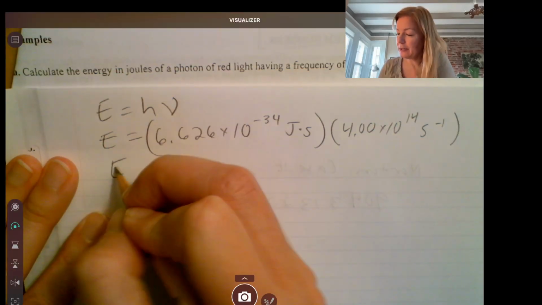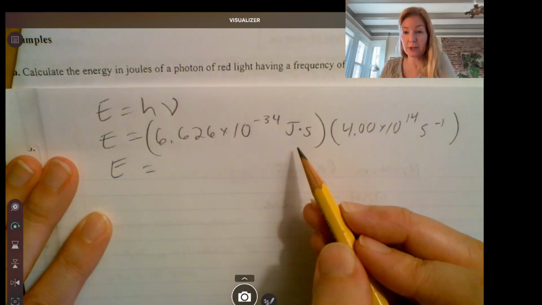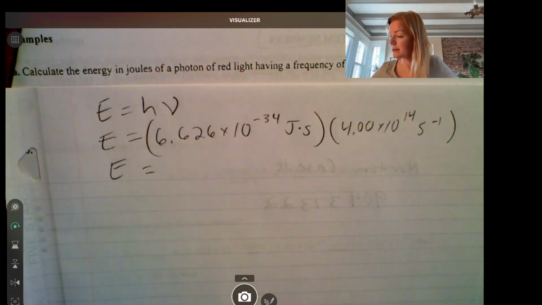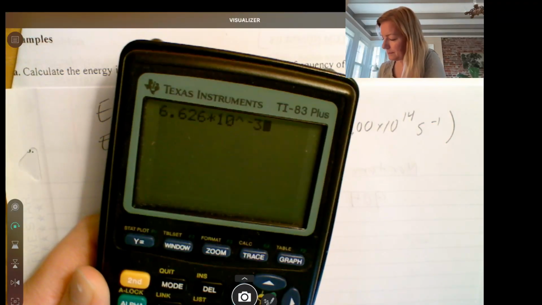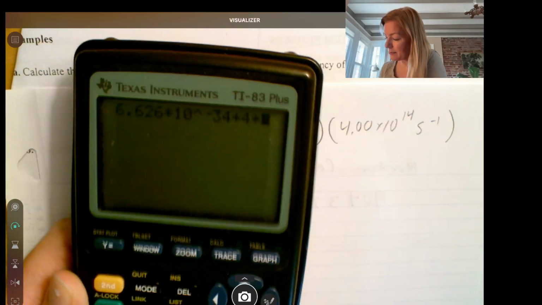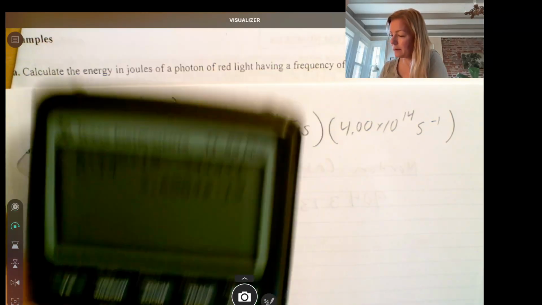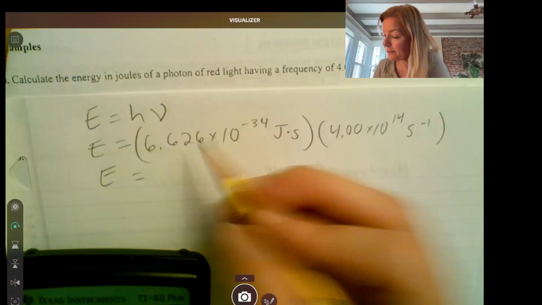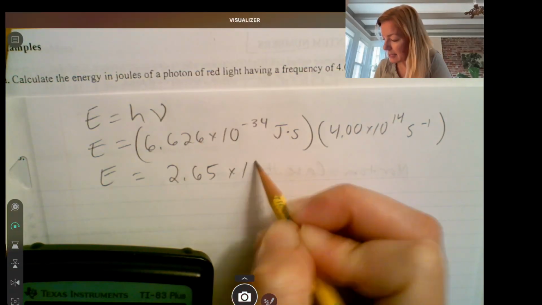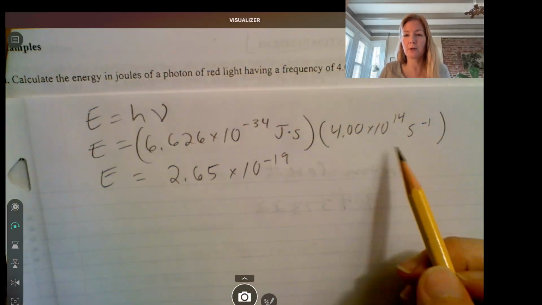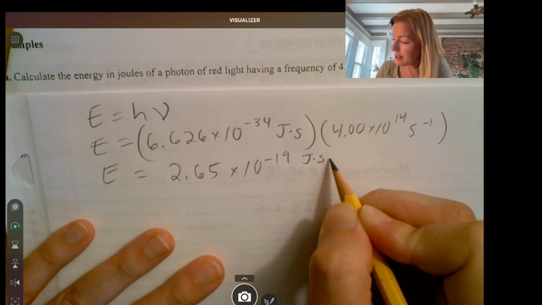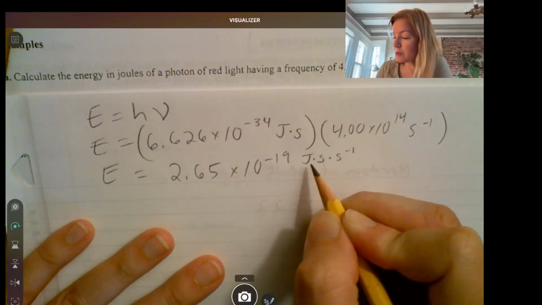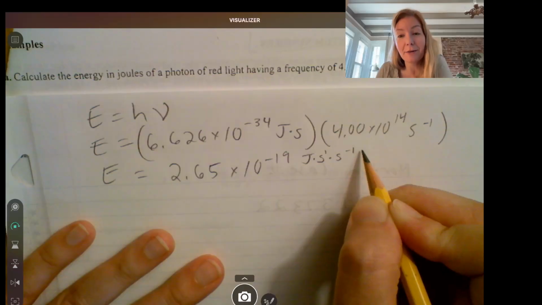And then all you do to calculate the energy in joules is multiply these by each other. So do 6.626 times 10 to the -34th times 4 times 10 to the 14th. And you get 2.65 times 10 to the -19th. Now let's look at our units. We have joules times seconds times seconds to the -1.